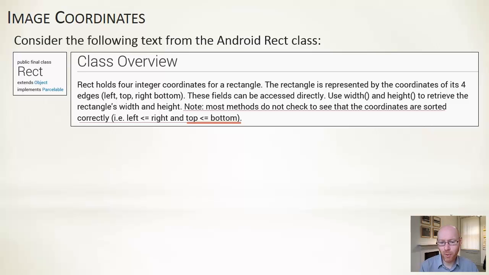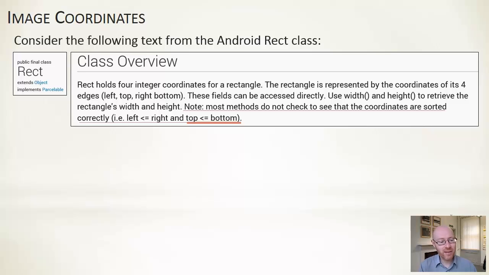and the top point. Normally you would think the top of something to be greater than the bottom, but the actual condition here is that the top is less than or equal to the bottom. So this can be counterintuitive.